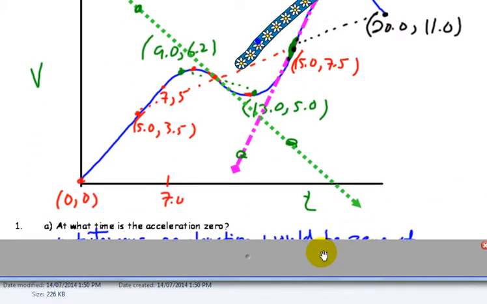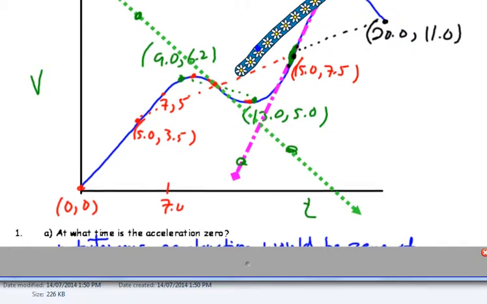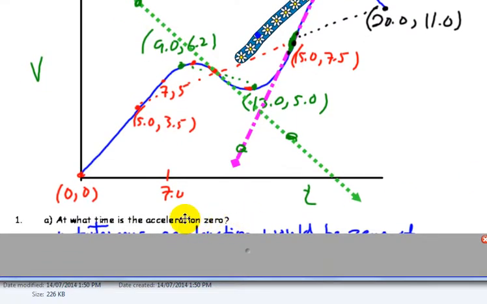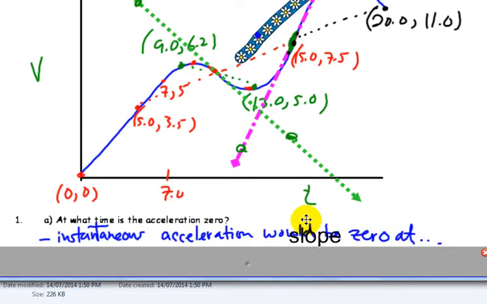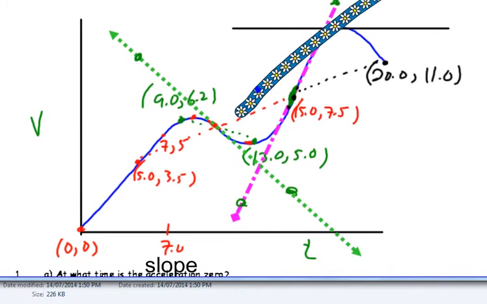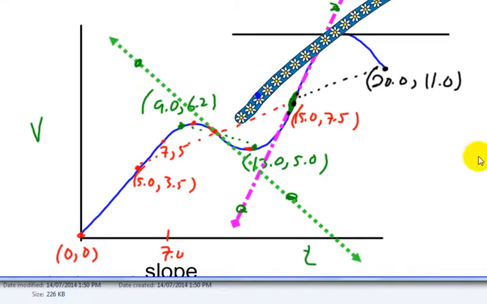So at what time can you tell that the acceleration is 0? Now again, here we're looking at slope. So acceleration is slope on a VT graph. So where would the slope be 0? There's actually 3 areas here.